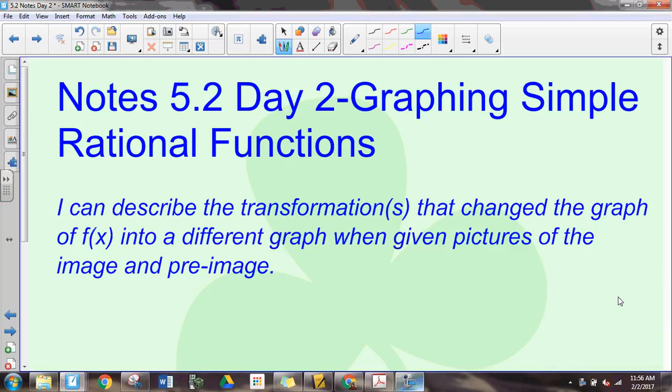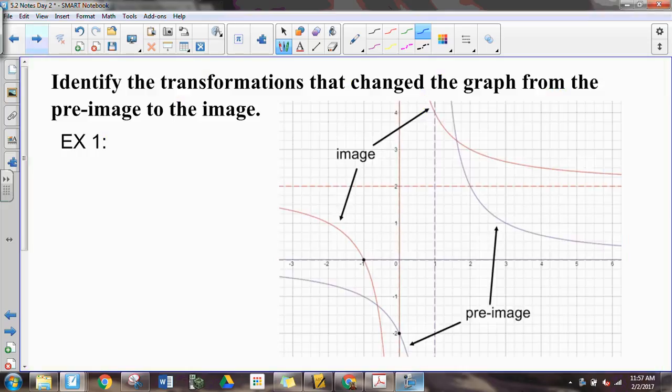All right, today's lesson is going to be on describing transformations that change a graph into a different graph, and those are called the pre-image and the image. Or you will be given an equation, and you will have to describe the transformations that moved the graph as well. So we'll start with the graphs. We're identifying transformations that change the graph of the pre-image.